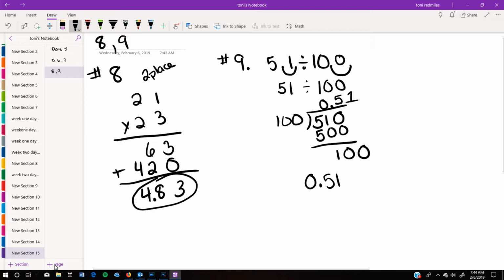You can also use dividing by 100 to tell you to move that decimal place 2 places to the left. When you're multiplying by hundreds, you move it 2 places to the right. Either way will work.